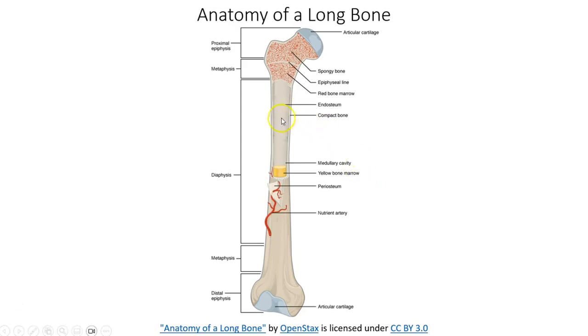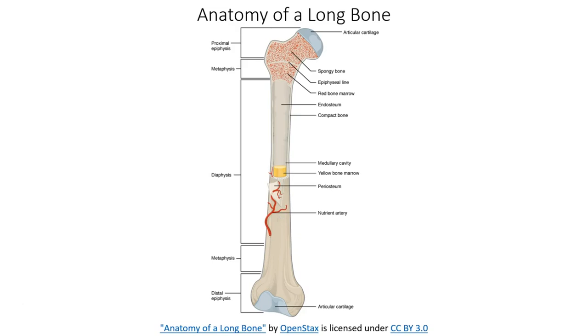We're also going to have more compact bone down here in the diaphysis, which is going to be very, very dense and hard and durable versus the spongy bone tissue up here at the proximal and distal ends, which makes sense for that kind of main part of these long bones. We need a lot more compact, strong, durable bone.